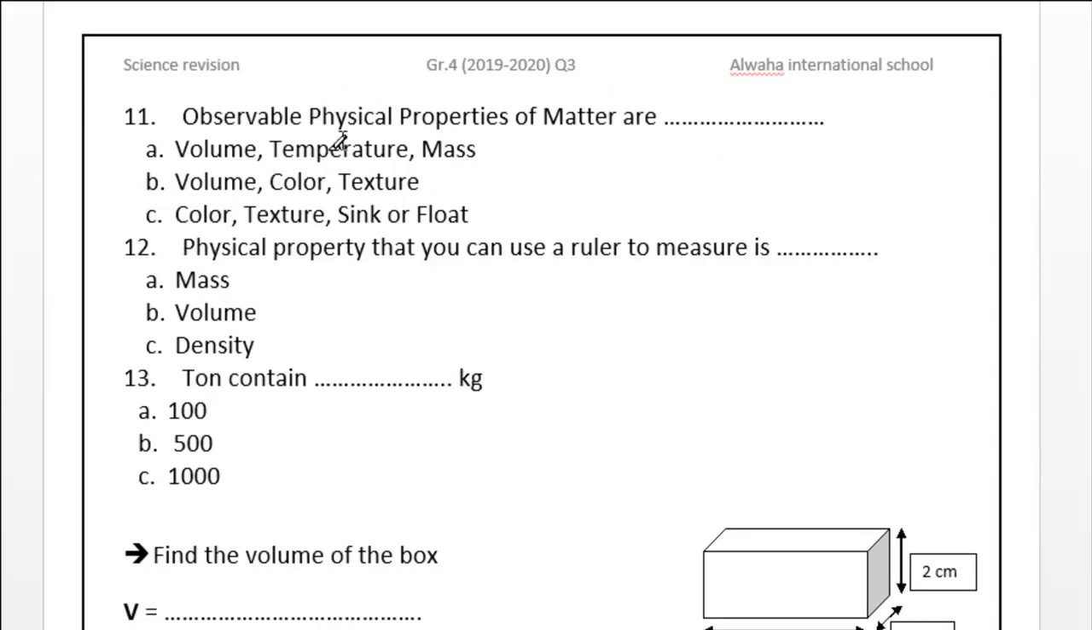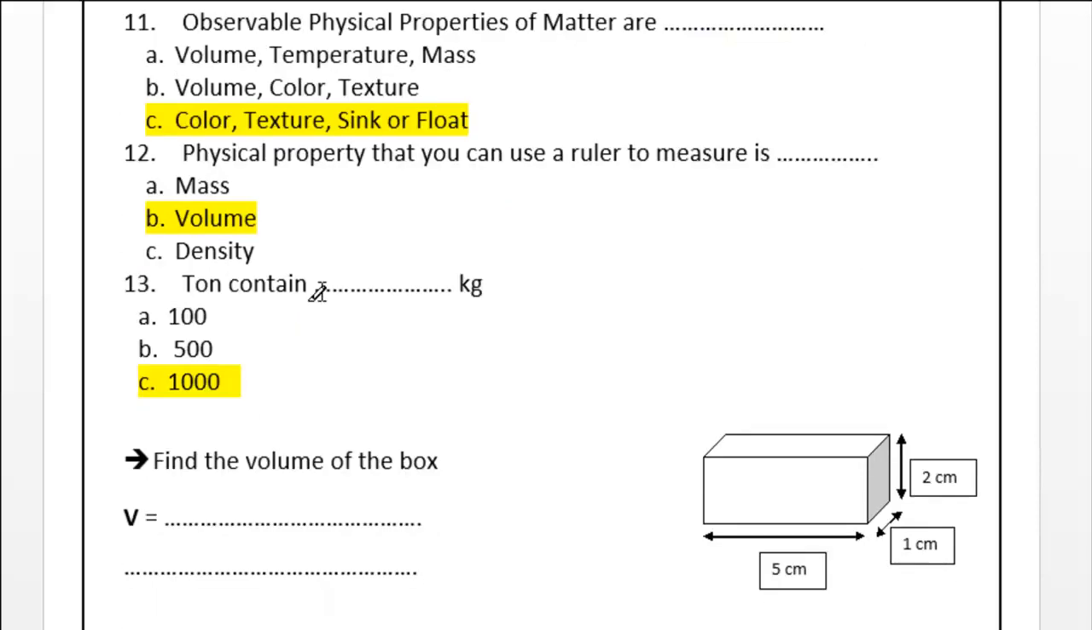Number 11. Observable physical properties of matter are color, texture, or thin or flat. This is the density. Physical properties that you can use a ruler to measure: mass, volume, or density. Yes, that's right, volume. We use the ruler to measure the volume of a regular solid. A ton contains 1000 kilograms. That's right.